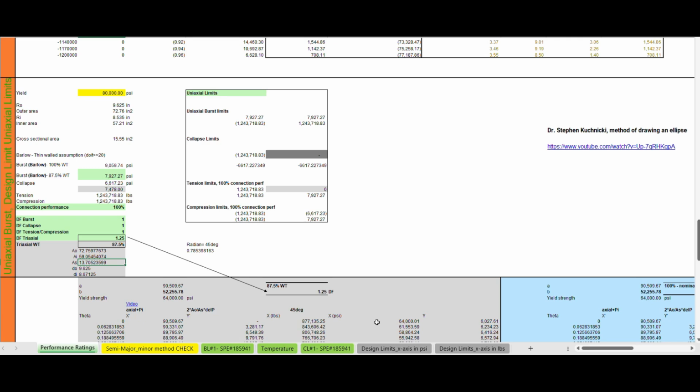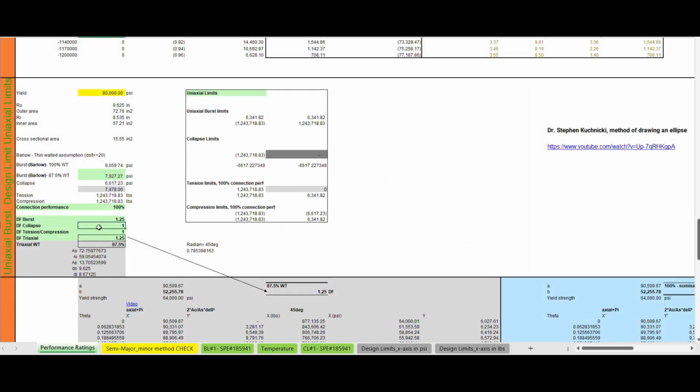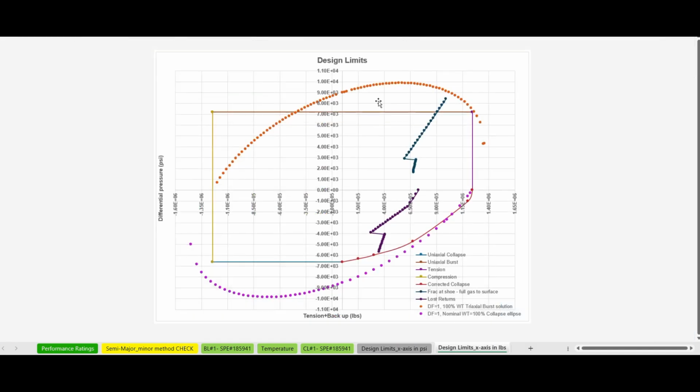if you consider the 87.5% wall thickness, or with the different design factors. For example, if I say burst is 1 here, and then I take 1.25, you see the burst rating goes down, so you have a higher burst design factor here. What did I use? 1.25. That's probably 1.1 is more realistic. So yeah, it's a quick tool.